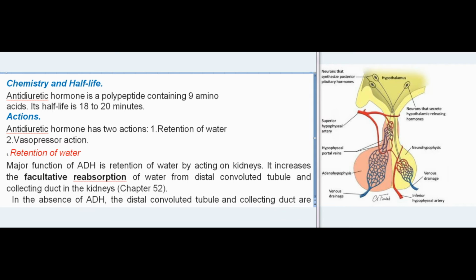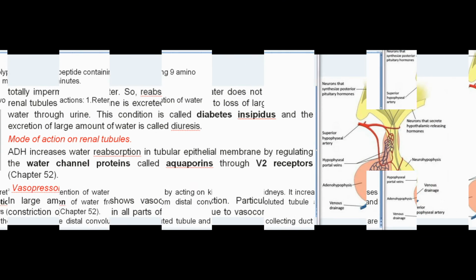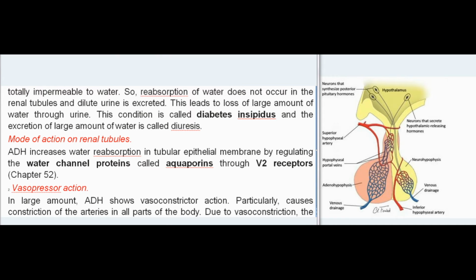Actions. Antidiuretic hormone has two actions, 1. Retention of water, 2. Vasopressor action. Retention of water. Major function of ADH is retention of water by acting on kidneys. It increases the facultative reabsorption of water from distal convoluted tubule and collecting duct in the kidneys, Chapter 52. In the absence of ADH, the distal convoluted tubule and collecting duct are totally impermeable to water. So, reabsorption of water does not occur in the renal tubules and dilute urine is excreted.